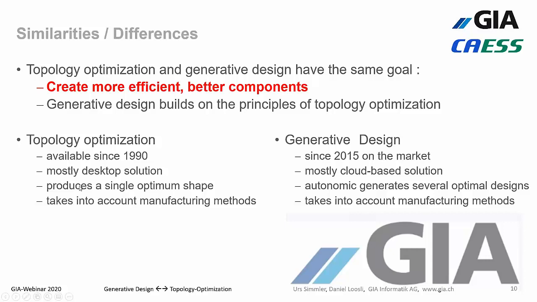And of course, both methods take into account manufacturing methods. There is no difference between them. And I would say topology optimization is more user-driven and generative design is more of a computer-driven solution. And of course, I think that's a nice advantage of generative design. Quite a lot of them are also using AI, artificial intelligence.